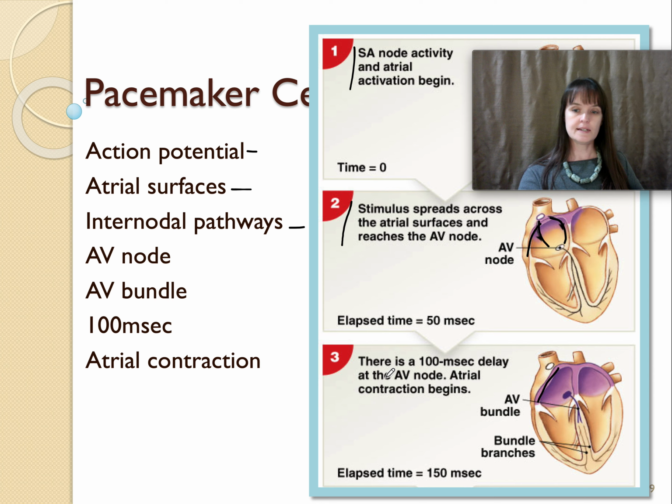Number 3, the PR interval, conduction through the AV node and the AV bundle, and that gives us about 100 millisecond delay. Remember, the mu meant micro, M means milli. And atrial contraction begins.